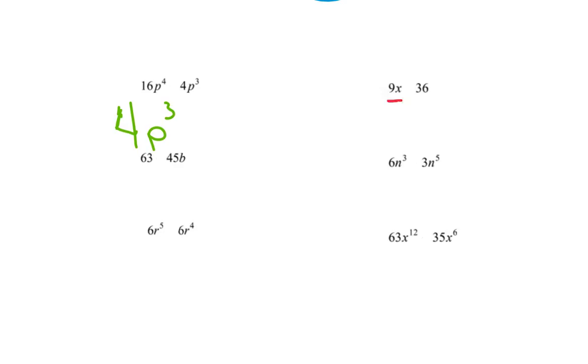So 9x and 36. Well, 9 and 36 both have a factor of 9. Since there is no x in my 36, then 9 is just my greatest common factor. 63 and 45b. I can look at 63 and 45 and try to find the greatest common factor. If I do a little bit of calculating, I'll see 9 is also my greatest common factor. Since one has a variable and one doesn't, there is no common factor of b.